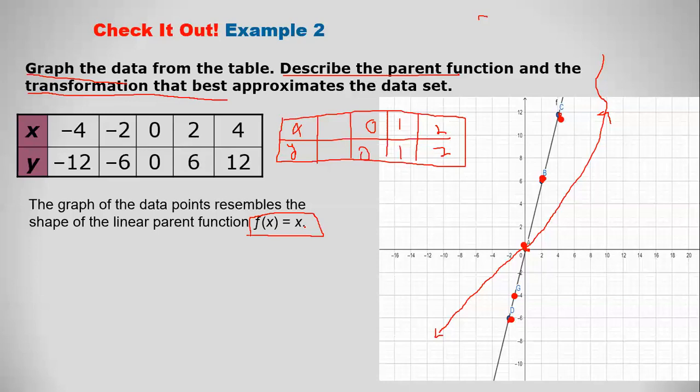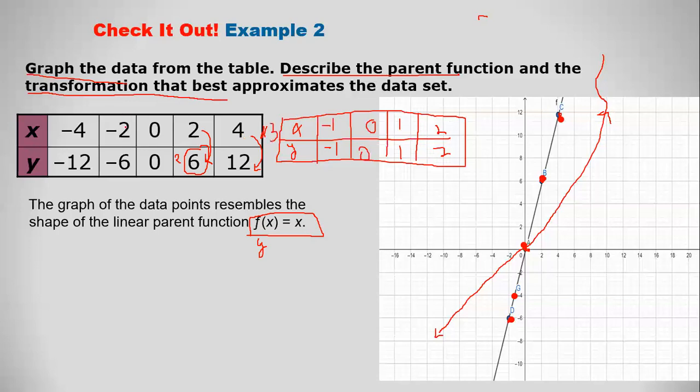If we substitute 0, f of x as y, y equals 0. If x is 1, y equals 1. If x is 2, y equals 2. So it is the original function, the parent function. What's the change? Here we should have 2, but it is 6. So 2 multiplied by what equals 6? Multiply by 3. And 4 will be 12. Multiply by 3.